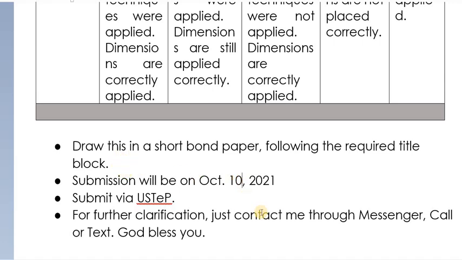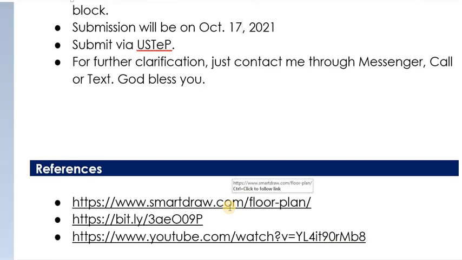We will replace the submission of this, so we will make it 17. Draw on short bond paper following the required title block. Submission will be on October 17, 2021. Submit via USTEP. For further clarification, just contact me through messenger, call, or text.